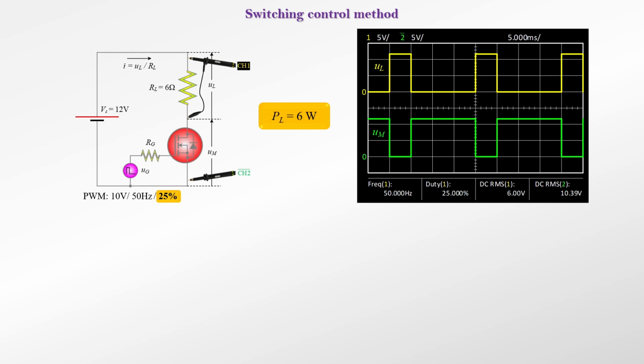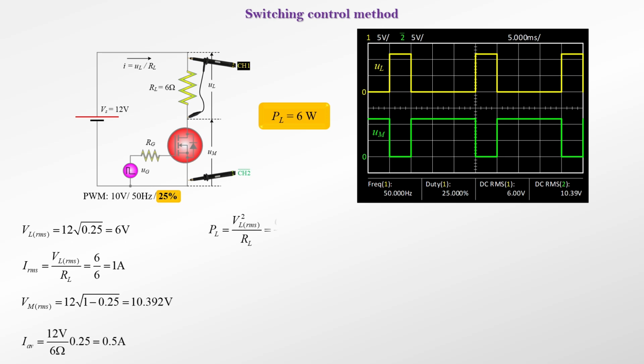is 50 Hz. The RMS value of the voltage across the load is the same as in the linear method, 6 volts. The same applies to the current, with an RMS value of 1 ampere. In contrast, the RMS value of the voltage across the MOSFET differs from that in the linear method.